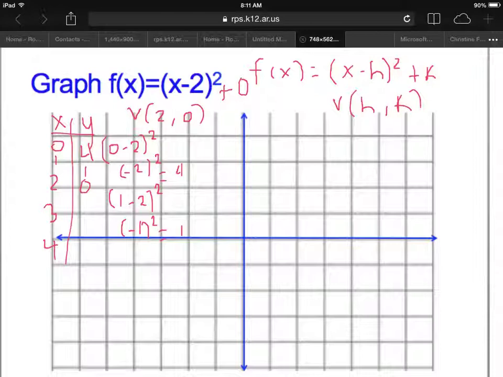And then I know that the other y-coordinates on the other side of the vertex will be the same. If I'm 1 away from the vertex on the right, the corresponding y value will also be 1. And 2 away from the vertex, it also will be 4, because the parabola is going to be symmetric on each side of the axis of symmetry, which goes through the vertex.